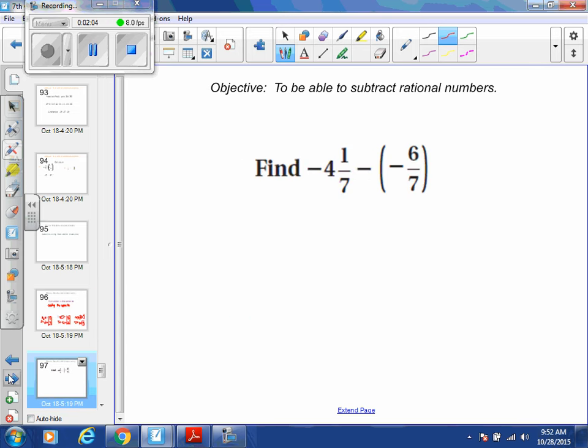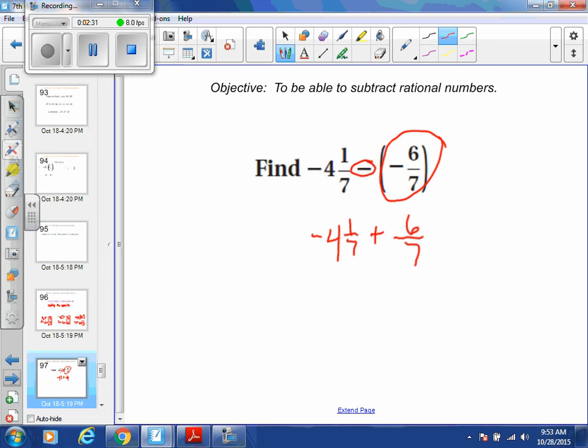Alright, now we get to apply this. I know you're so happy about this. We get to apply this to fractions and decimals, whereas before we were just doing subtraction with integers. So instead of subtracting this, I'm going to turn the subtraction into adding. And I'm going to take the opposite of what comes next. The opposite of negative 6 sevenths is positive 6 sevenths.